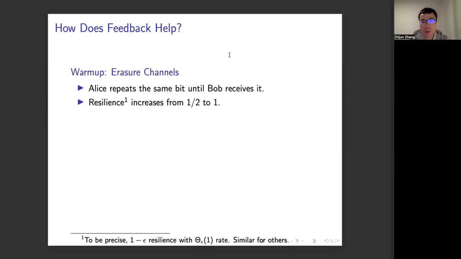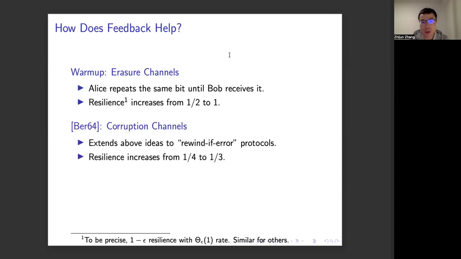As a warm-up, we can first check the simpler erasure channels. The protocol is pretty simple. Alice can just repeat the same bit she wants to send until Bob receives that bit, and then she tries to send the next bit. This way, we can increase the resilience from 1/2, which is achievable by classical error correcting codes, to 1.